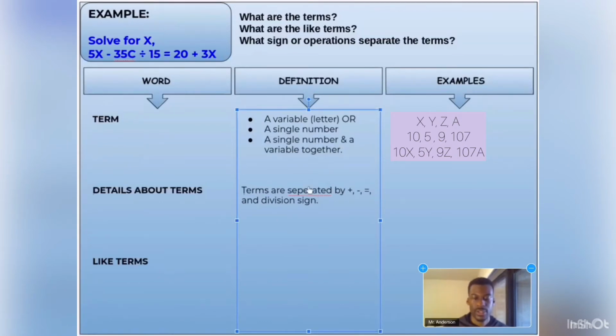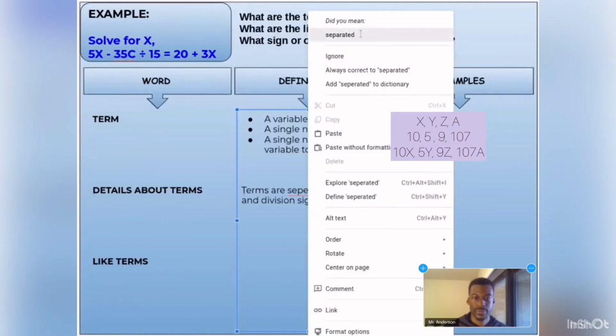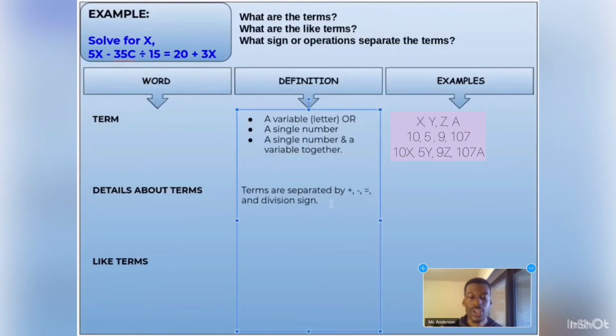Let's fix the spelling of this word. So terms are separated by the plus sign, the minus sign, the equal sign, and the division sign. So that even further proves what I'm saying, that 5x is a term. 35c is the term. It's separated by this minus sign. Then you got divided by 15. That division sign is right in the middle. So that proves, okay, yeah, this really is a term.